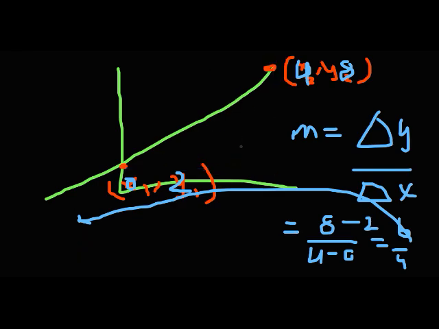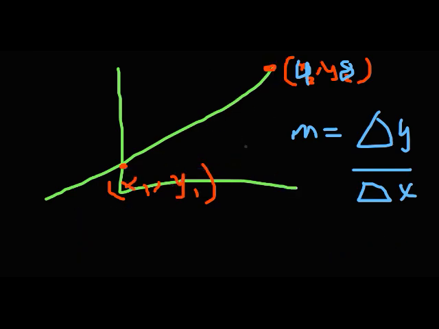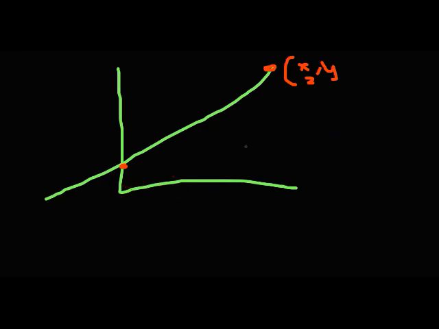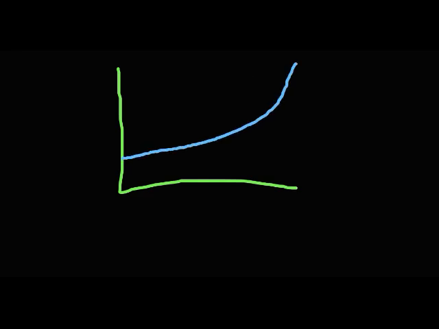Now what if we have a curved graph? Let's say a graph like this, curve. This is the equation of this graph, can be y is equal to x squared. Now let's say this is the point on the graph at which we have to find the slope, the gradient.